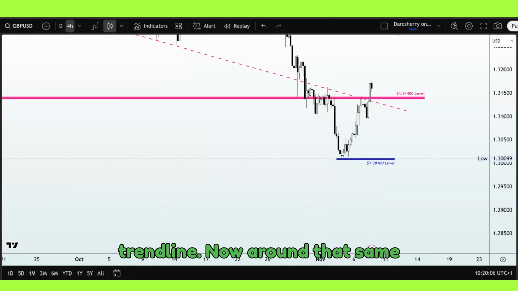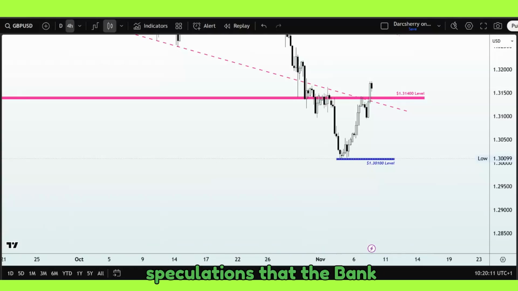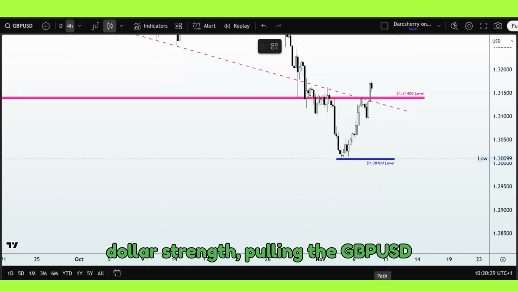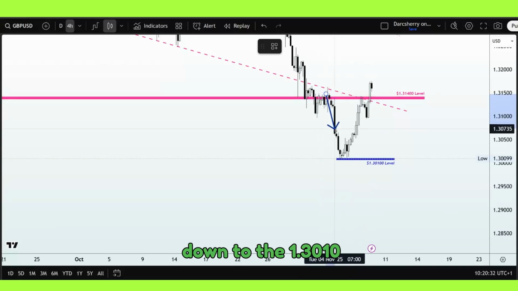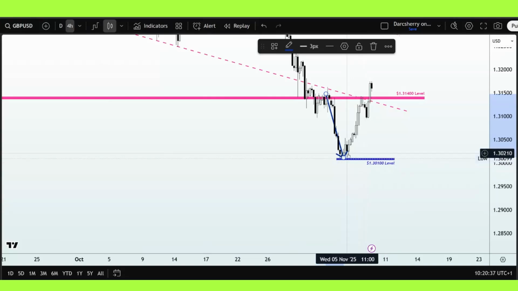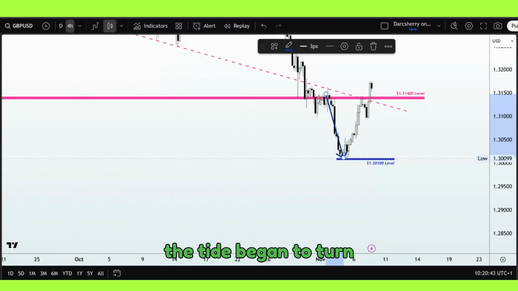Around that same time, traders were cautious amidst speculations that the Bank of England would likely hold rates steady during last week Thursday's interest rate decision. That caution gave sellers a reason to act and led to early week dollar strength, pulling the GBPUSD down to the 1.3010 support zone on the Tuesday/Wednesday session. But by midweek, the tide began to turn, as we can see.